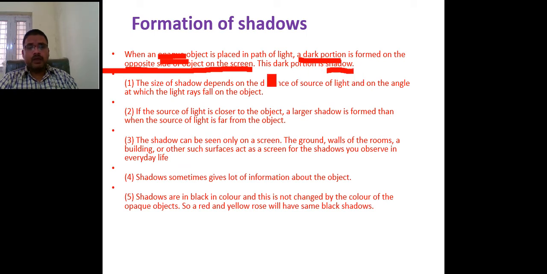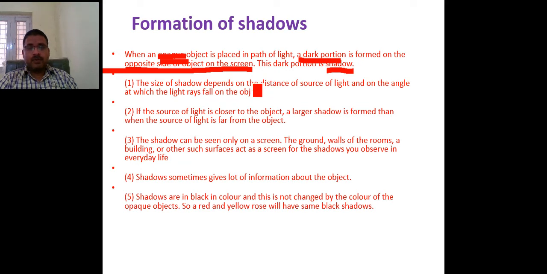Now the size of the shadow depends on the distance of the source of light. Sometimes we have seen that some shadows are small but some shadows are large. Why does this difference take place? Because of the light coming from that particular object. If it is at a long distance, then the shadow will become big, and if it is at a smaller distance from the object, then it is small in size.